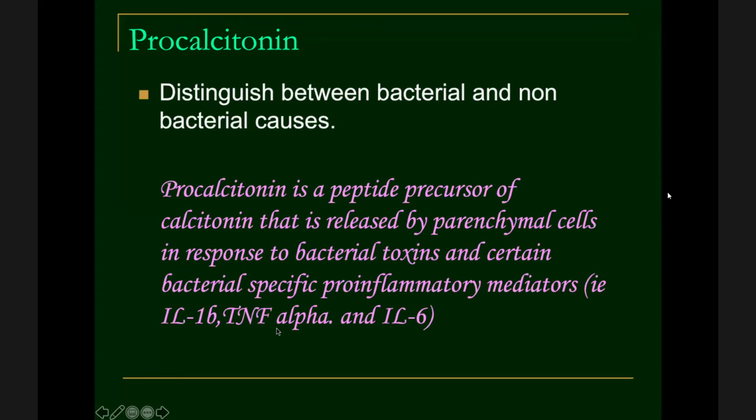So these are the biomarkers that can be used to see whether it's viral or bacterial. If the procalcitonin is raised, then we can think that we are dealing with a bacterial pneumonia. Then we can use antibiotics on that.